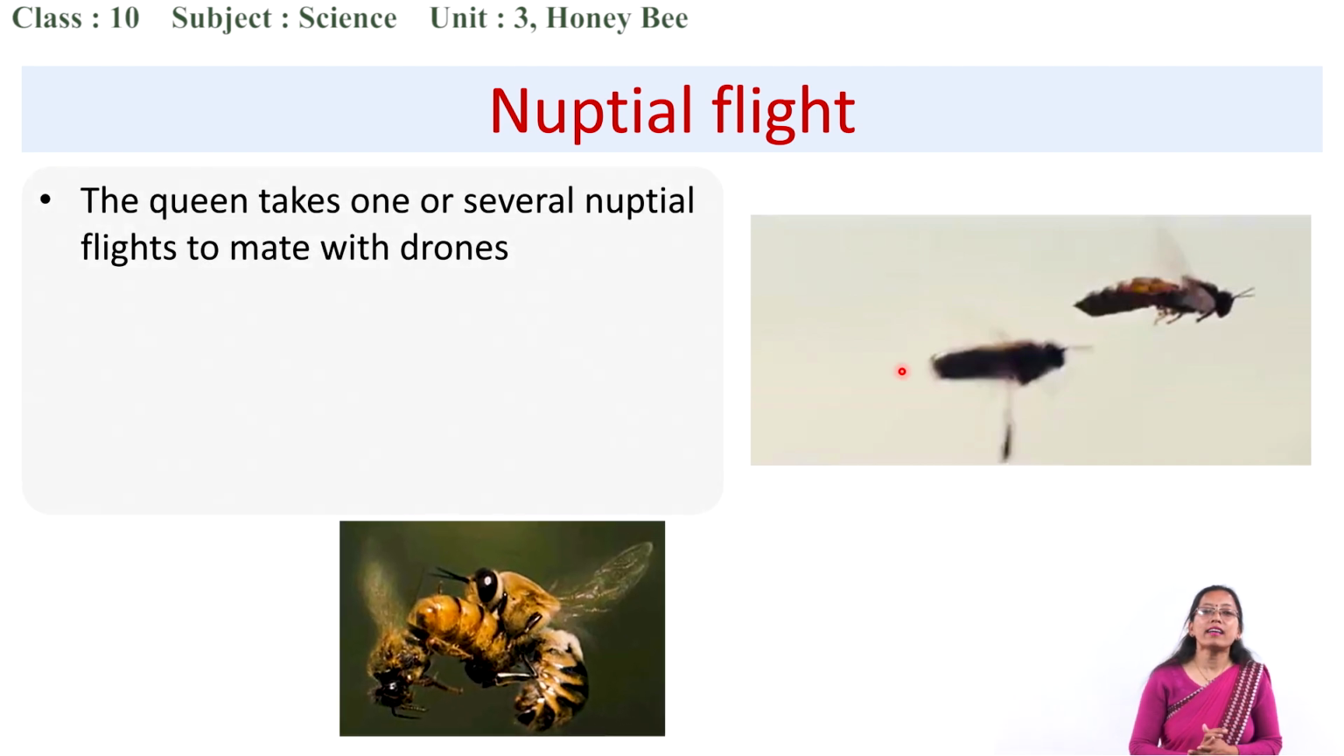The queen takes one or several nuptial flights to mate with the drones. That means for the mating purpose, the queen takes this nuptial flight, or we can say a mating flight also. When a queen bee becomes an adult, when it feels it is an adult, then it produces some smell, that means the pheromone we have already discussed in the previous class.